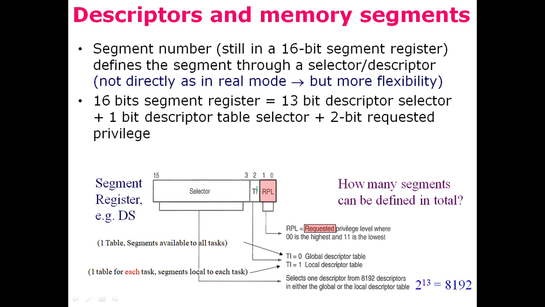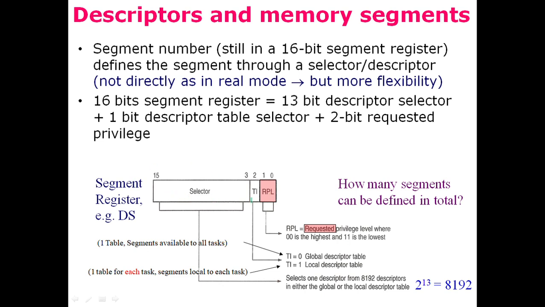to be accessed. The request privilege level, as this field is 2 bits, so we have 4 request privilege levels, where the value 0, 0 is the highest privilege level and 1, 1 is the lowest privilege level.